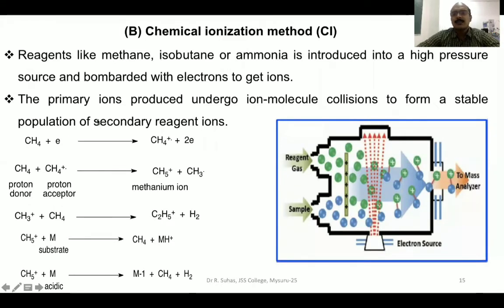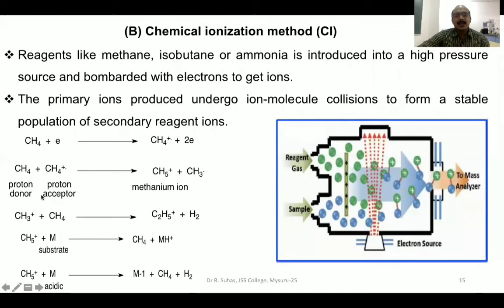So here two kinds of ions are produced, primary ions and secondary ions. The primary ions produced undergo ion molecule collision to form a stable population of secondary reagent ions, and these processes are shown in the following equations. So here we take methane as the representative example. We take methane and bombard it with high energetic electrons. So one of the electrons from the methane is released, becoming 2e. Because it lost one electron, there will be a radical and there will be a shortage of electron. That's why we represent it by plus, and this is a radical cation.